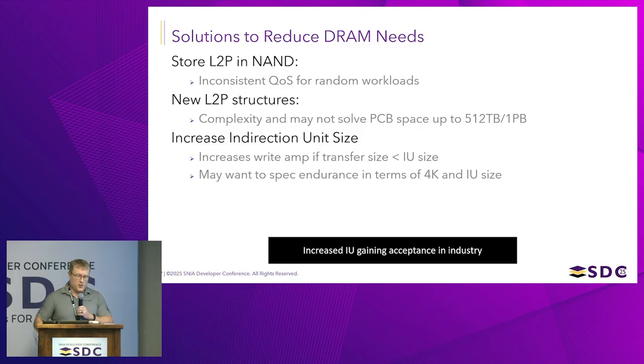Increasing the indirection unit size seems to be what's being aligned on. Obviously, that's not a perfect solution for every use case. It does increase your write amp if you're writing smaller than the IU size. And when you're getting a drive that has a larger IU, you may want to see a spec of the endurance with that IU size, not just the standard JEDEC 4K workloads. That can become important to you to understand the endurance, especially with QLC where you get a few thousand cycles versus 10,000 plus program erase cycles on the NAND.